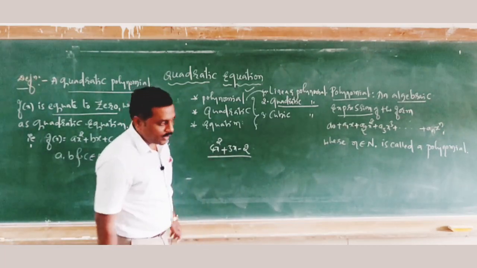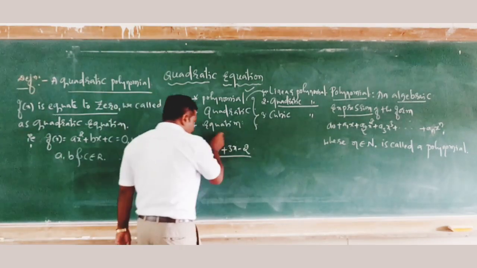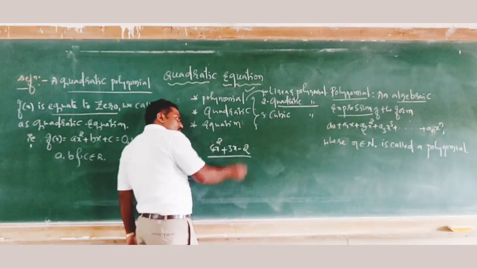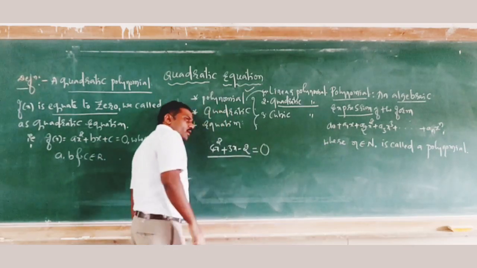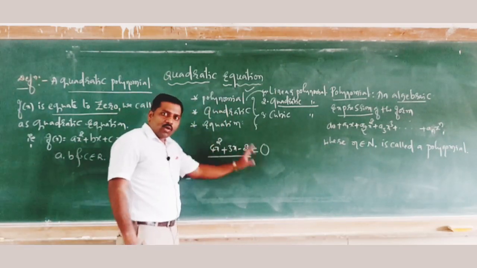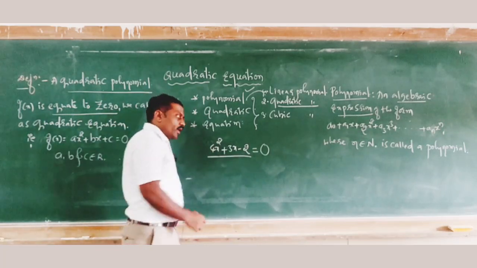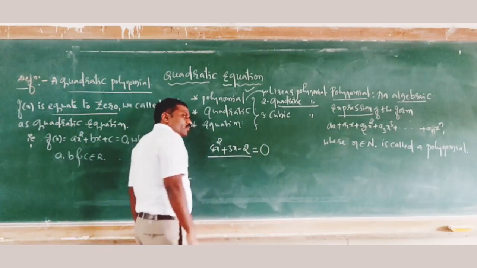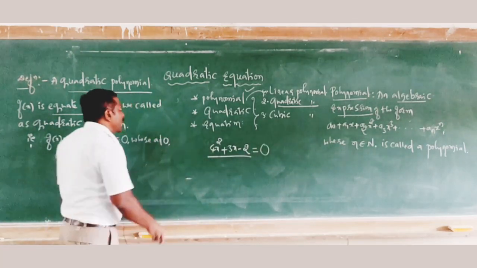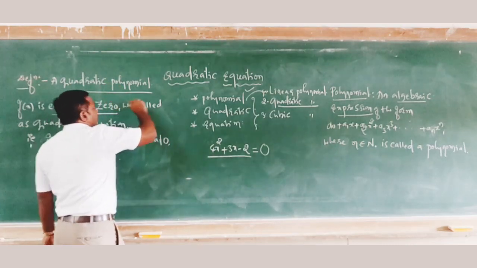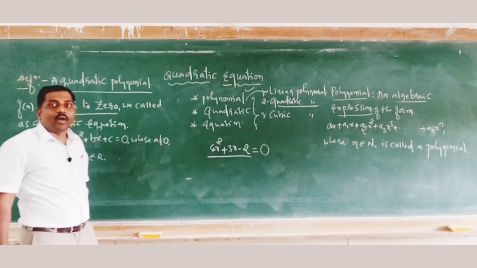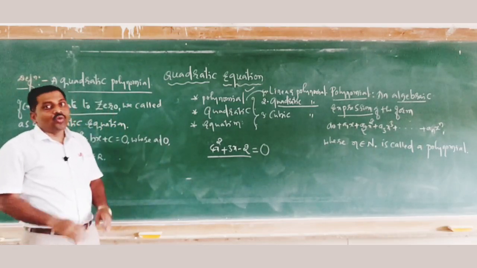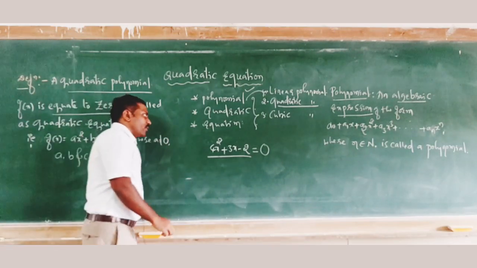When this quadratic polynomial expression is equated to 0, then we call it a quadratic equation. So one more thing I will clarify.